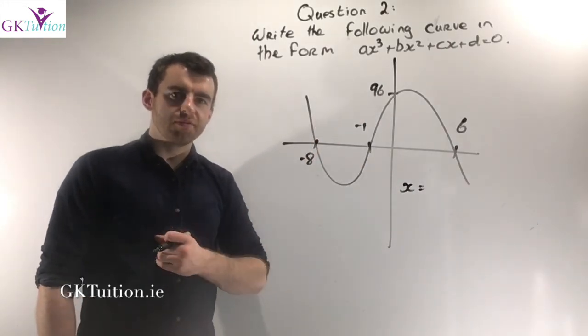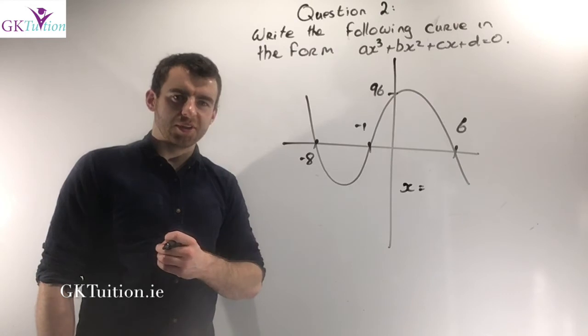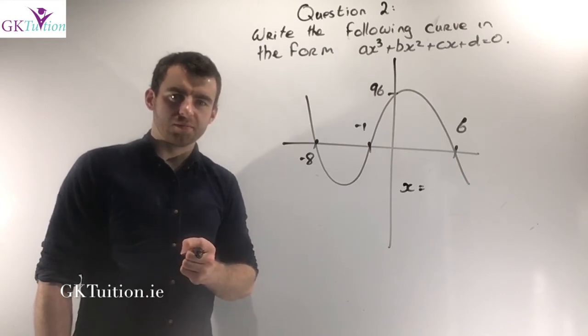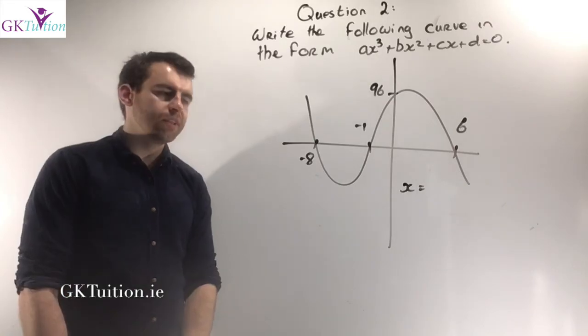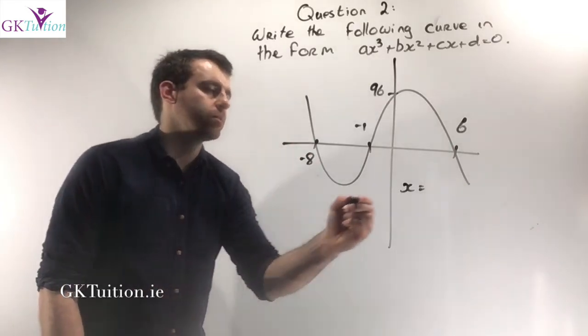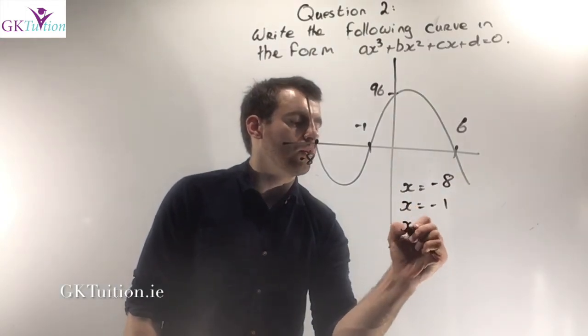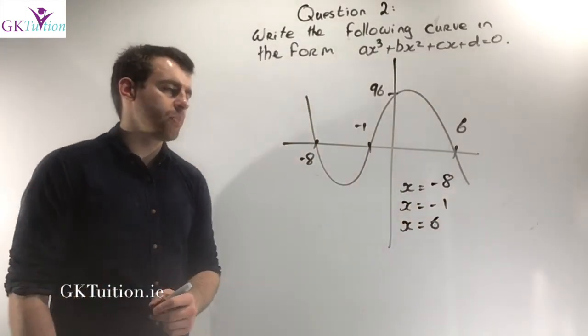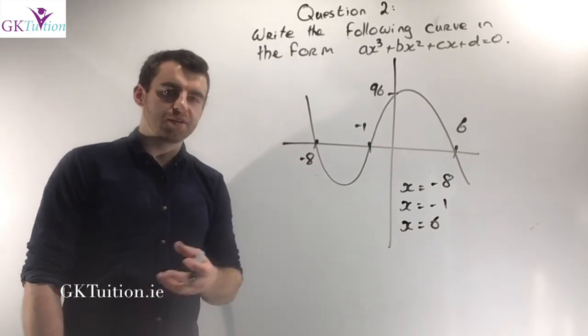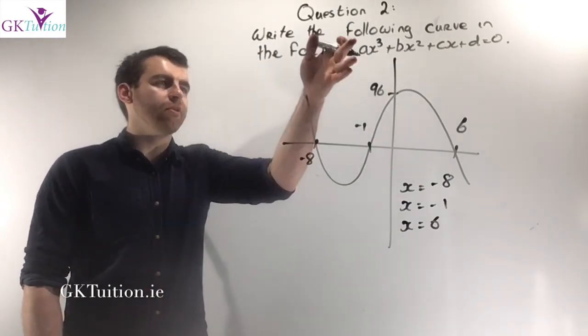So I want you to pause your video now, and I want you to attempt it yourself and then compare it to my solution. So in this case, the first root I have is x equals minus 8. The second root we have is x equals minus 1, and the third root we have is x equals 6. I'm now going to convert these into factors and multiply them by each other to generate a cubic.